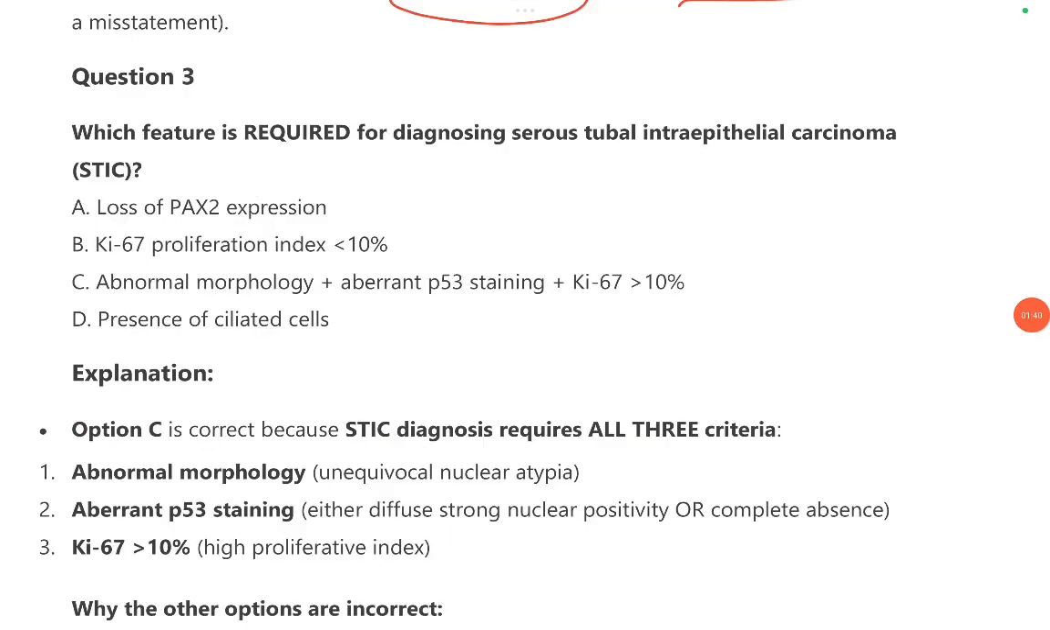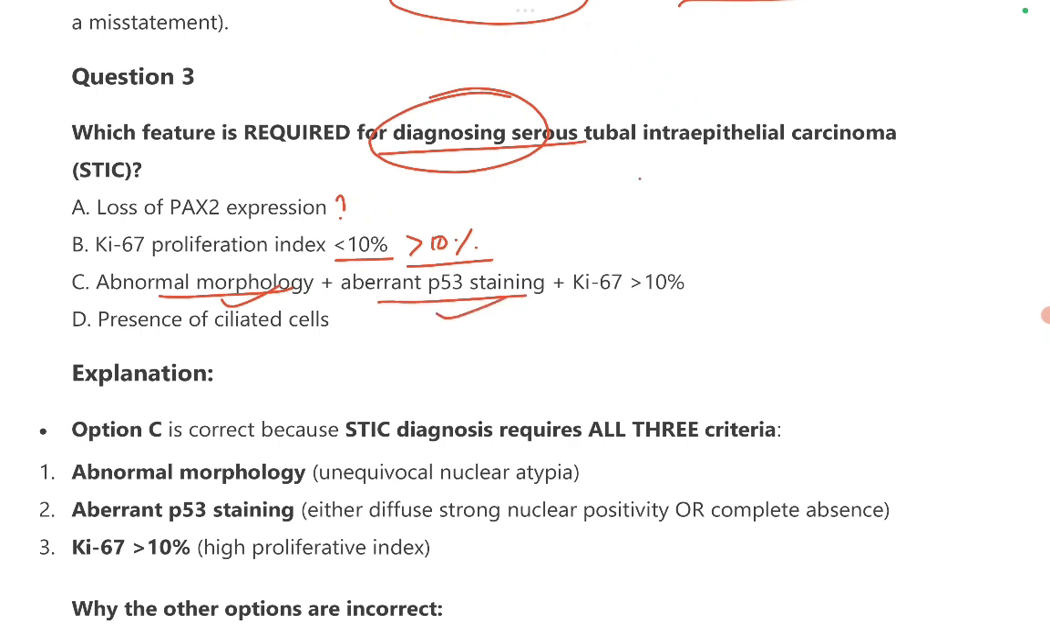Now let's go through this third question. Which feature is required for diagnosing serous tubal intraepithelial carcinoma? So again, PAX2 expression is lost, but I don't think it diagnoses a STIC lesion, so it is also doubtful. Ki-67 is less than 10%. Often Ki-67 is greater than 10% in case of a STIC lesion. Thirdly, abnormal morphology, that is true, and aberrant P53 staining, which is also true, because these lesions are occurring beyond the TP53 signatures.